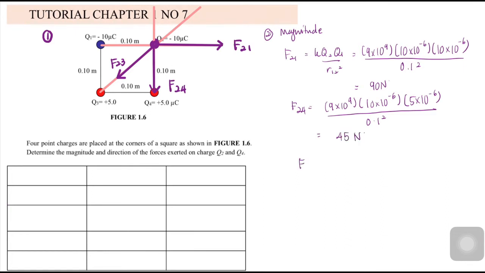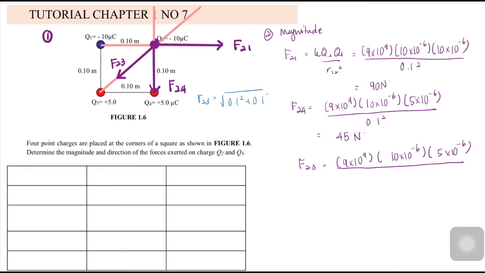Next step kita calculate F23. So k sama juga. So Q2 is 10 negative 6. Then 5 times 10 negative 6. Typo dekat soalan tu. Okay, over dia punya separation. Separation between them adalah jarak daripada 2 dan 3. So jarak 2 dan 3 tu you kena guna Pythagoras theorem lah. That's it. Okay, so because dia sama kaki, so 0.1 square plus 0.1 square, so you akan dapat 0.1414 meter.